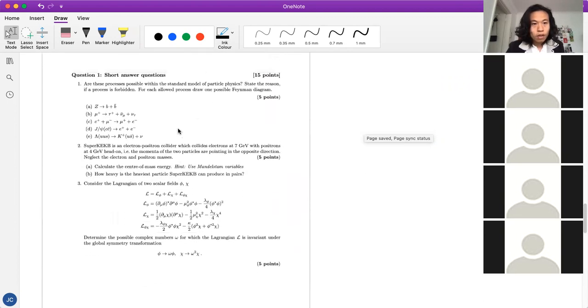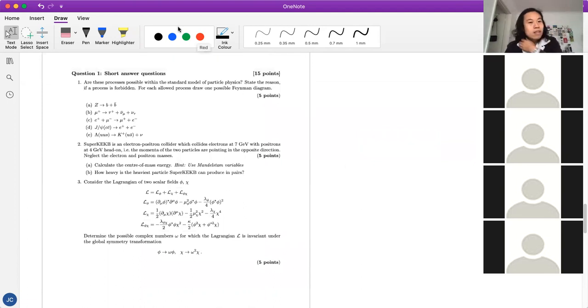That's question 2. All right, let's start with question 1. So here you just have the same kind of question that we were doing in the last tutorial. So asking, are these allowed processes? Rather than drawing specific Feynman diagram vertices, they're just asking in general, is this process allowed? So for the first one, a Z boson to a B plus B bar. This is fine, since it's a pair particle production.